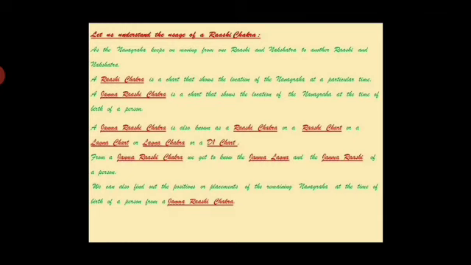A Janma Rashi Chakra is also known as a Rashi Chakra or a Rashi chart or a Lagna chart or Lagna Chakra or a D1 chart. From a Janma Rashi Chakra, we get to know the Janma Lagna and the Janma Rashi of a person. We can also find out the positions or placements of the remaining Navagraha at the time of birth of a person from a Janma Rashi Chakra.